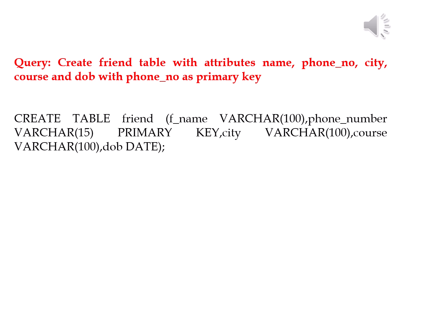Here is the query to create the table friend with the attributes first name, phone number, city, course, and date of birth. Here we have created the phone number as a primary key. So we are going to use the phone number as a foreign key in the upcoming data table.